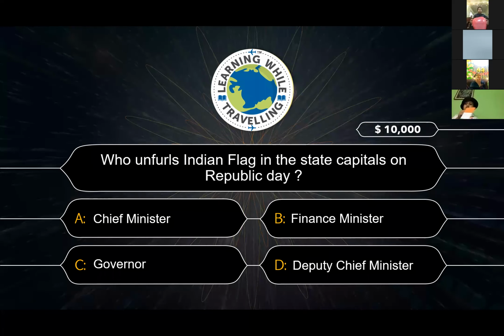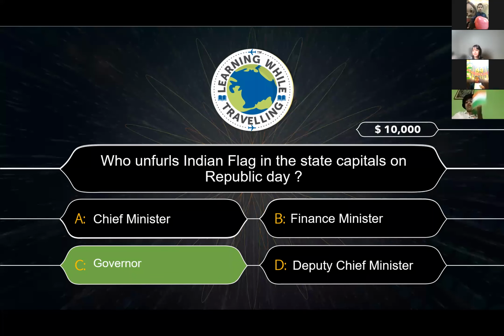Usru Ayushi C, Arav C, Supriyo C, Arush C, Devit C, Akanshit C, Lakshita C. Lock option C, Governor. Okay, let's see, is it correct or not? C is the correct answer.